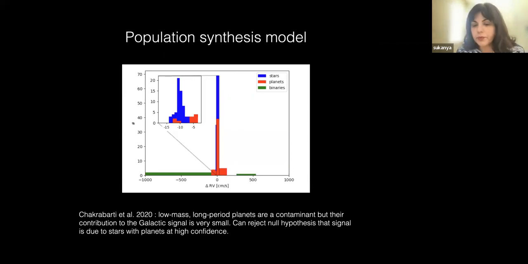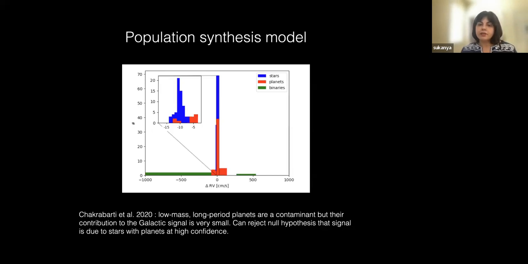So let me also go through our analysis of the external contaminants as well. This was done initially by, I did a population synthesis model where I'm sampling from the demographics of planets around subgiant stars. This is correct to the extent that our knowledge is accurate in this regard, but the result is fairly clear.